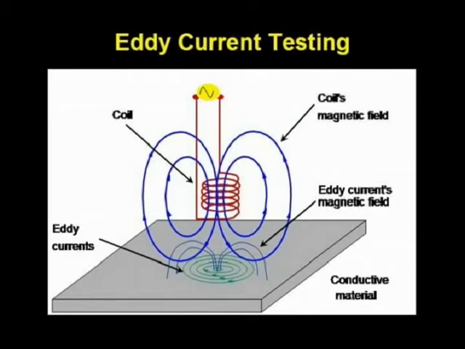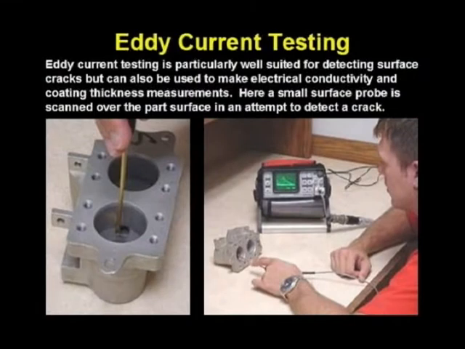When the changing magnetic field is placed near a conductive material, forces are exerted on the free electrons in the material, causing them to form eddy currents. These currents in turn create a magnetic field which opposes the applied magnetic field. Simple, isn't it? The end result is a change in the impedance of a circuit. Eddy current methods can detect cracks, measure conductivity, which is useful for microstructural changes, and measure coating thickness.